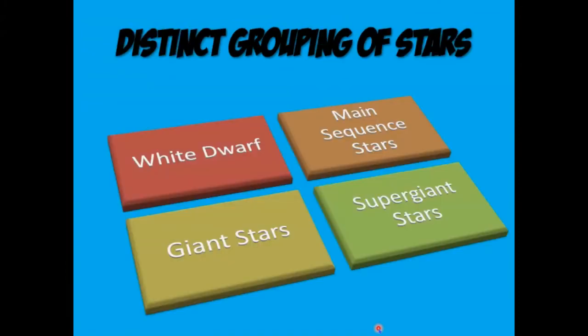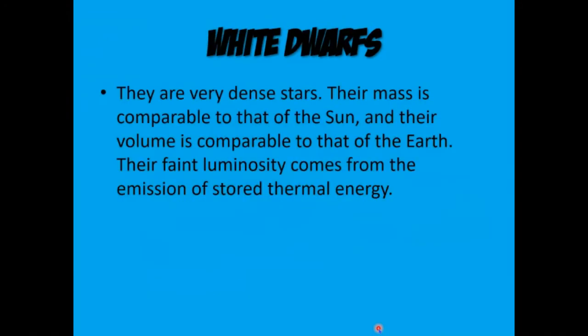So, meron tayong distinct grouping of stars na makikita natin siya dito sa susunod na slide. So, unahin natin ang white dwarf. Yung white dwarf, no, so they are very dense stars. Their mass is comparable to that of the sun and their volume is comparable to that of the earth. Their faint luminosity comes from the emission of stored thermal energy.